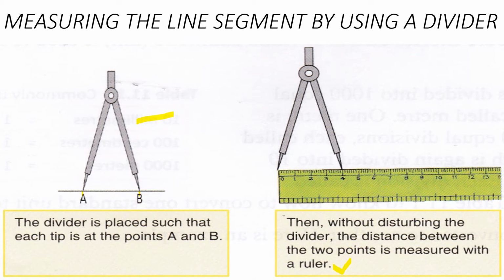So, what is the distance now? 0, 1, 2, 3, 4. So, the length of the line segment AB is 4 centimeter. The first edge of the divider should be placed on the 0 point and the other edge of the divider coincides at a point. That is the length of the line segment.